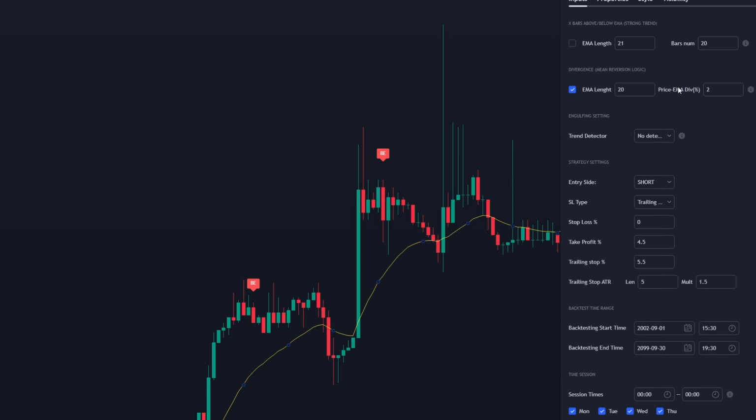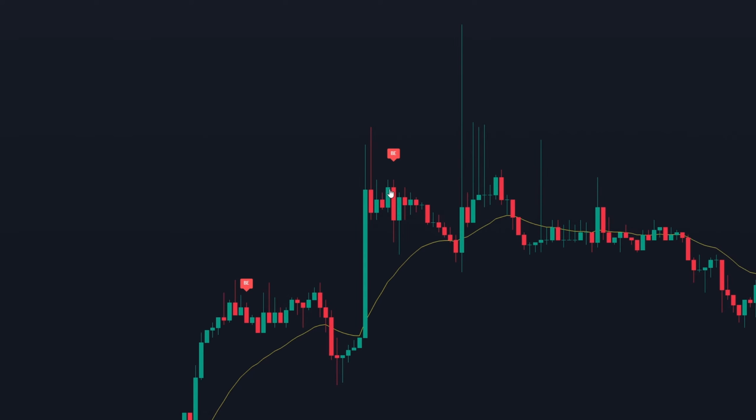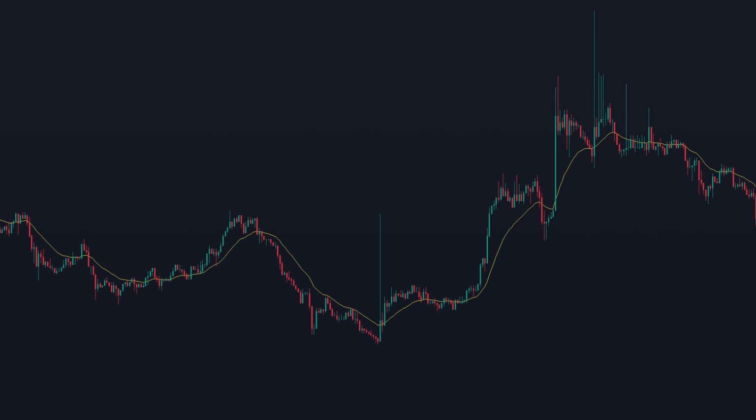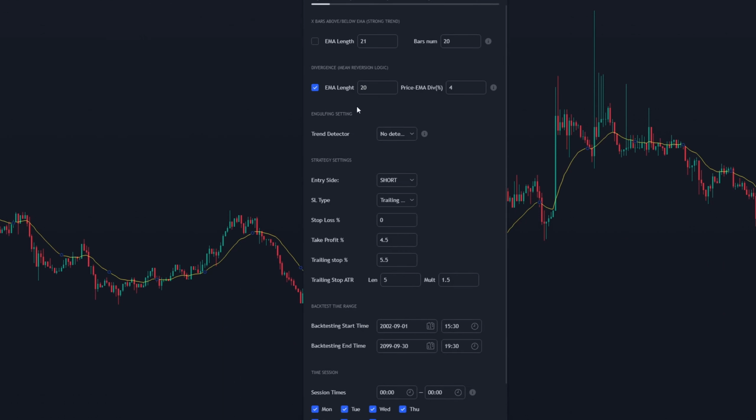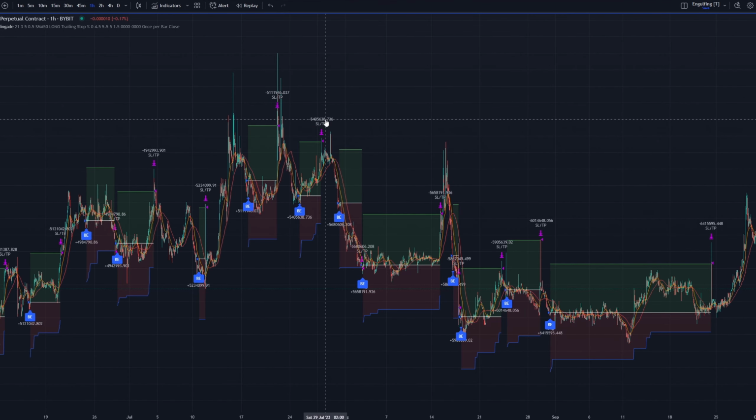So the second filter will measure the price between this close and the moving average, 2.9%. These are the three filters that you can apply. You can do it separately, or you can apply all three of these.